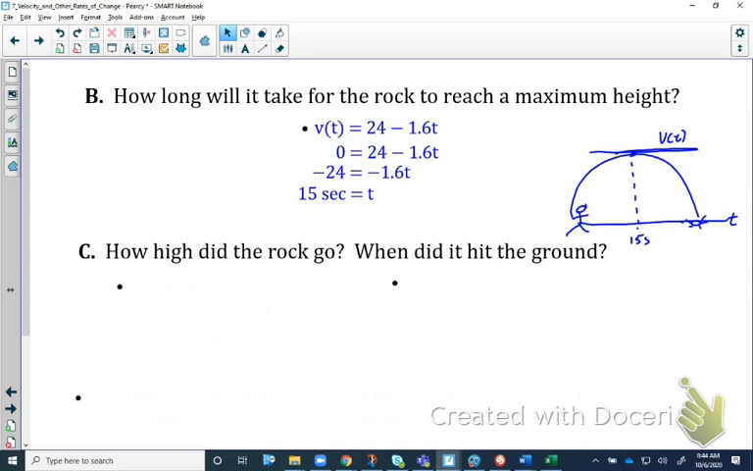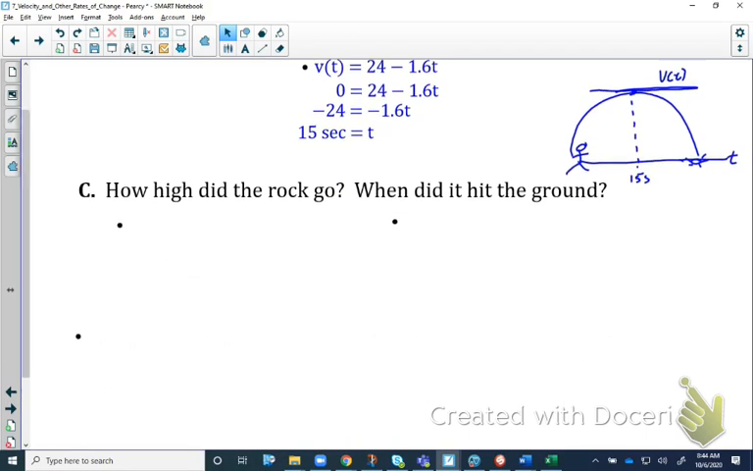How high did the rock go? Here we're looking for the overall height of the function. How high did it go up in the air? We want to look at the position function, and I need the 15 seconds for time, since we know it took 15 seconds to reach its maximum height. So what is the maximum height? Fifteen seconds after you throw it, using the position function, we'll say s of 15. You may want to use a calculator to help with the arithmetic, but we're going to wind up with 180 meters, which again sounds pretty impressive.